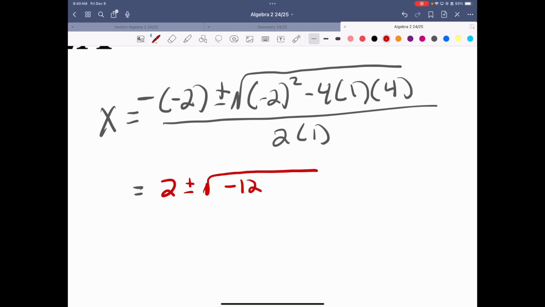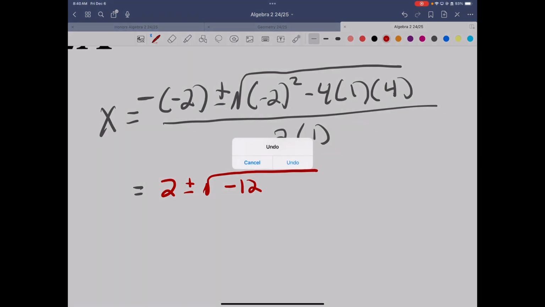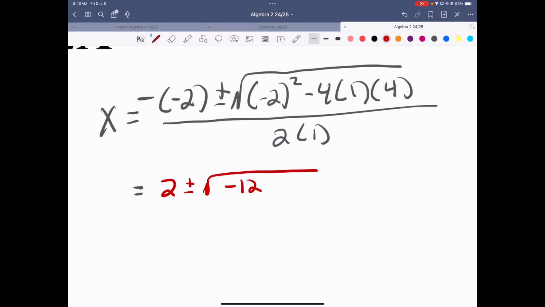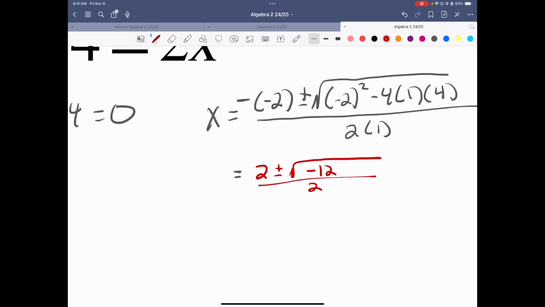And again, just plug that part into your calculator. Put negative 2 inside parentheses and square it, minus 4, parentheses negative 1, parentheses 4. And it'll give you negative 12, all divided by 2.